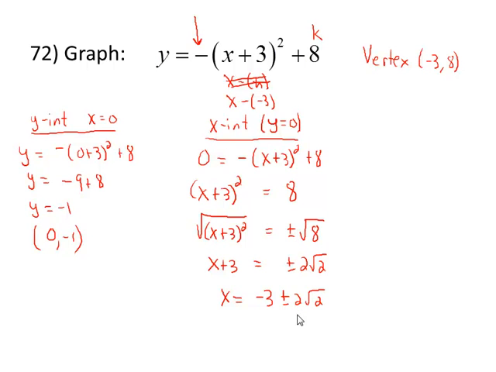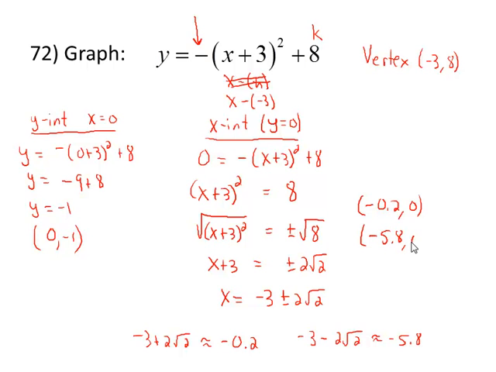Okay, when we need approximate values here, negative 3 plus 2 square root 2 is approximately negative 0.2. The square root of 8 is approximately 2.8. Same for 2 times the square root of 2. So negative 3 plus 2.8 is approximately negative 0.2. Negative 3 minus that value is negative 5.8. So we can find our x-intercepts at approximately negative 0.20 and negative 5.80.